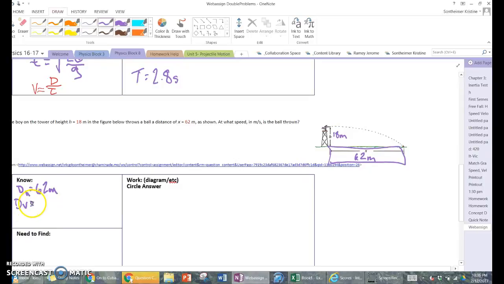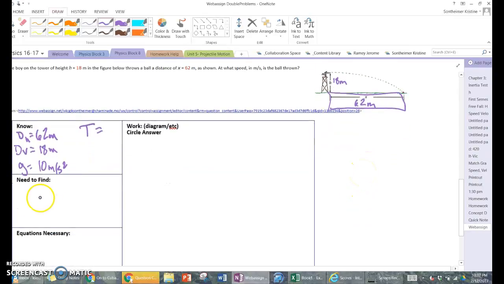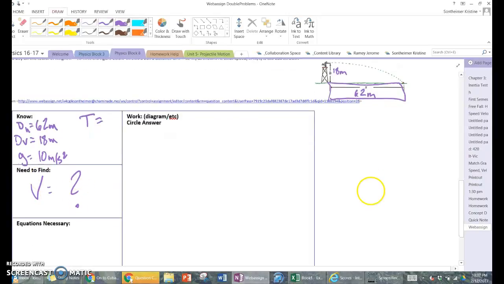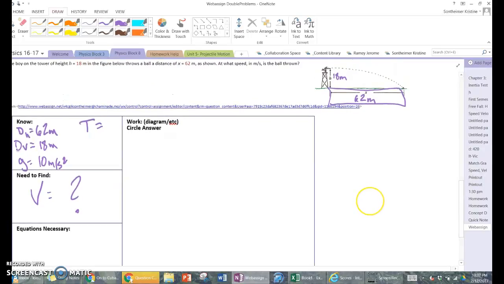Distance, vertical. Guys, this is why I really want you to label your numbers. Distance of the vertical component is 18 meters. Gravity is 10 meters per second squared. And again, you're going to need the time factor. You're going to figure that out. So your ultimate goal is you're trying to find velocity. That's your question. Same situation.